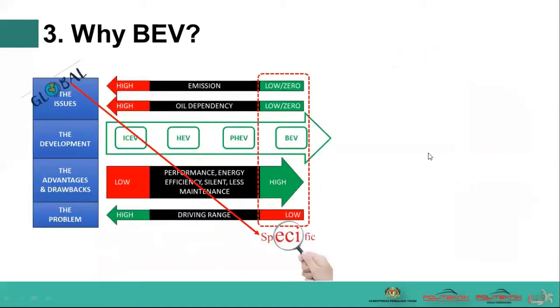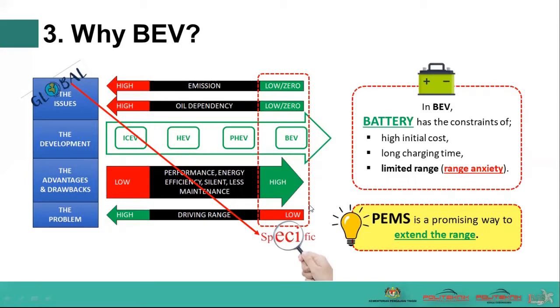So why BEV? This figure illustrates the transition from the global issue of emissions and oil dependency to the specific problem statement adopted in this research. Actually, the constraint of BEV is in the battery. The three limitations of battery are high initial cost, long charging time, and limited range, or best known as range anxiety among consumers. PMS has been identified as a promising way to extend the driving range.